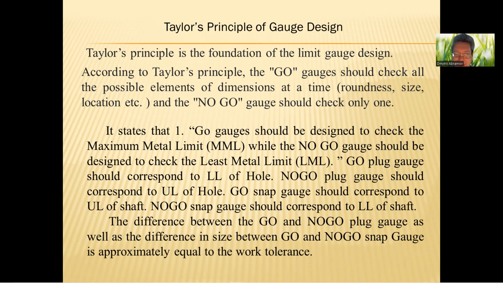It states that, 1. Go gauges should be designed to check the maximum metal limit, while the no-go gauges should be designed to check the least metal limit, LML. Go plug gauge should correspond to LL of hole. No-go plug gauge should correspond to UL of hole. Go snap gauge should correspond to UL of shaft. No-go snap gauge should correspond to LL of shaft. Least limit of shaft.